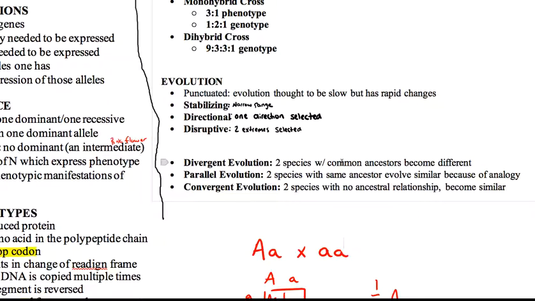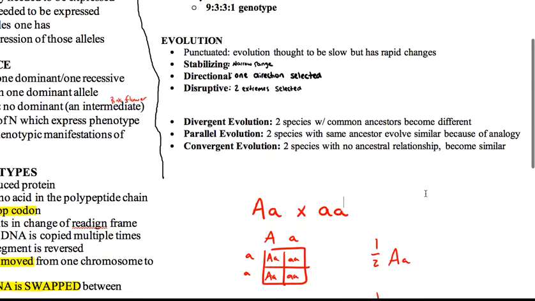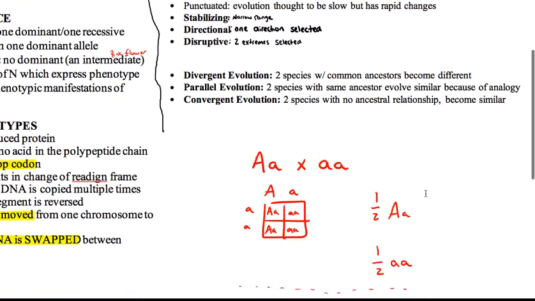And convergent evolution is two species with no ancestral relationship becoming similar. For example, fish and dolphins. Fish are not mammals. Dolphins are mammals. However, both have fins and tails.